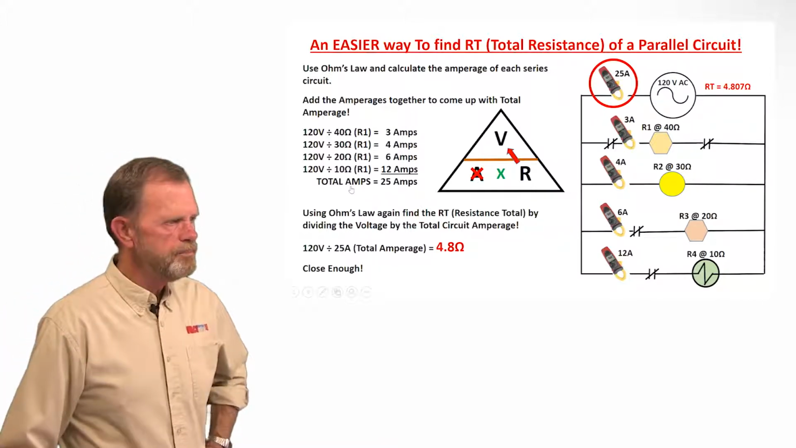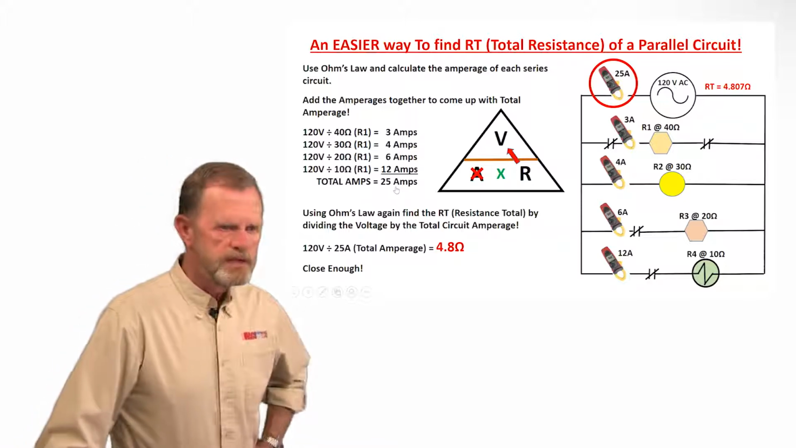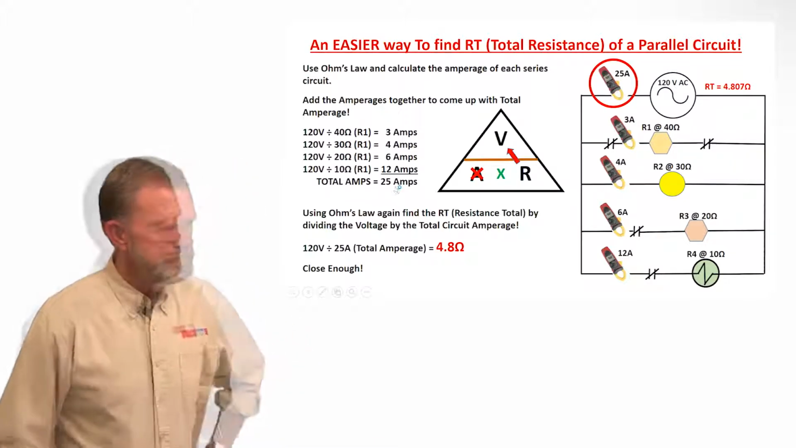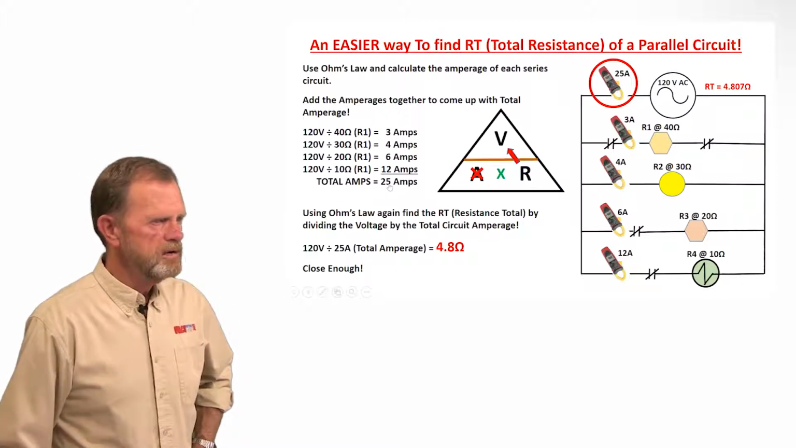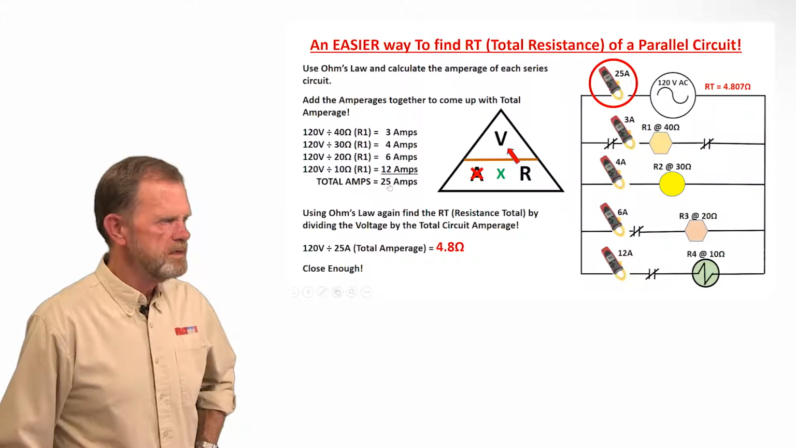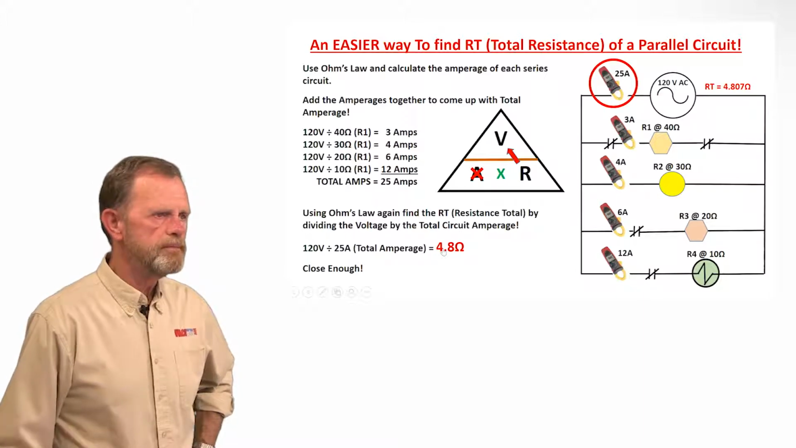You find the total amperage of the circuit. In this case, it would be 25 amps. Then continue to use Ohm's law to find the total resistance. Okay, so 25 amps divided into 120 volts, as it shows down here, 4.8 ohms. Close enough. And that's my little thing on Ohm's law. I hope this is helpful for you.